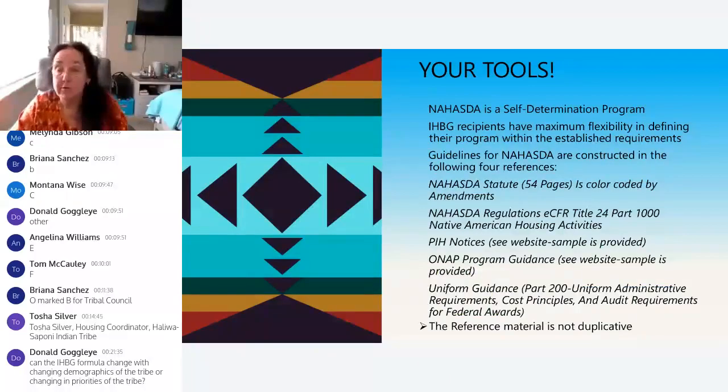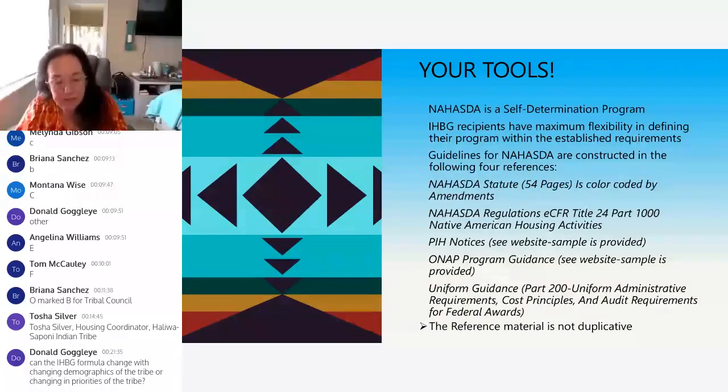They're wonderful. So your tools, all these NAHASDA regulations, the NAHASDA statute, those different rules, it's a self-determination program. We as a recipient have maximum flexibility in defining whatever type of program you want to offer within those established requirements. Our guidelines are within the NAHASDA statute. That's 54 pages long. It's color-coded by amendment. The regulations at 24 CFR Part 1000, when you see 1000, you know that they're talking about our regulations.